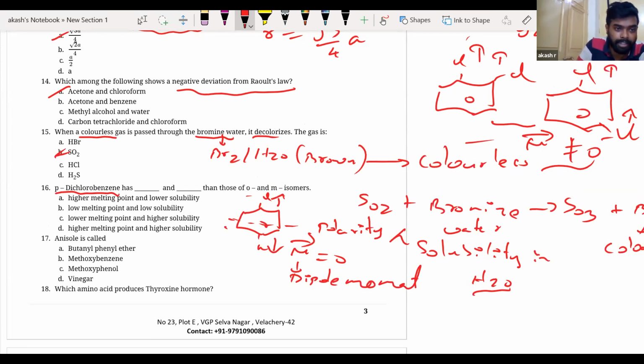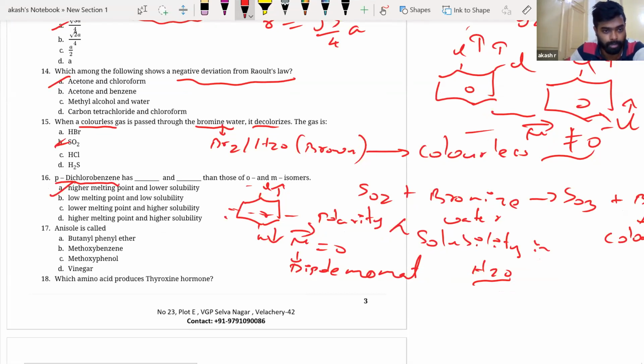So definitely they are going to have higher boiling point, higher melting point, as well as lower solubility than ortho and meta isomers.